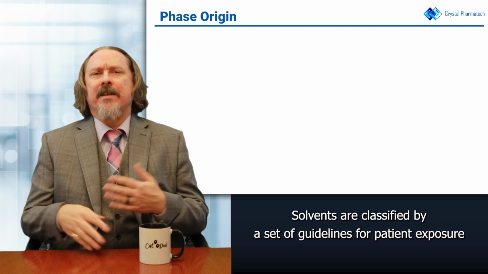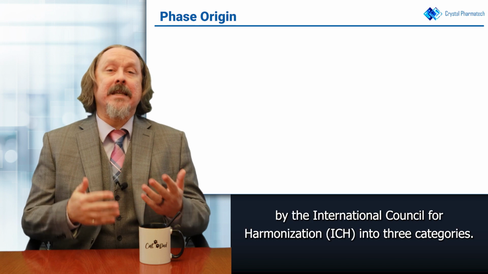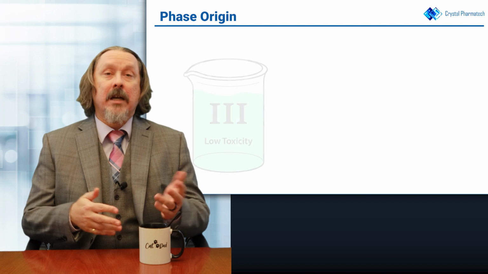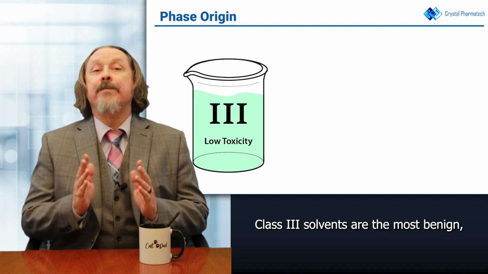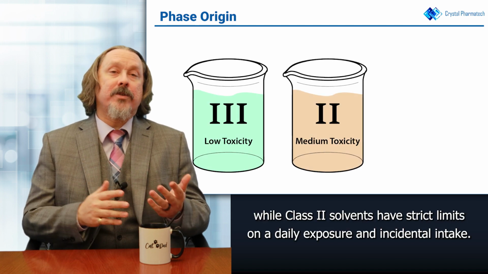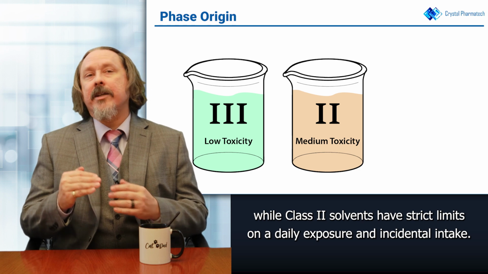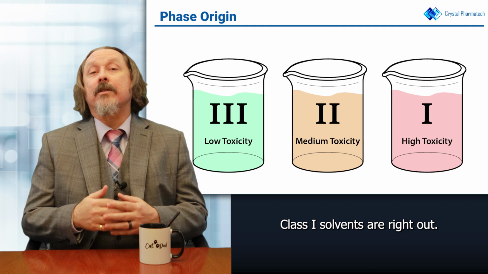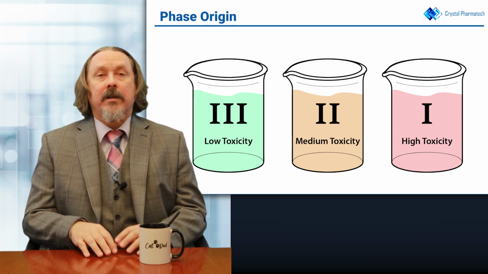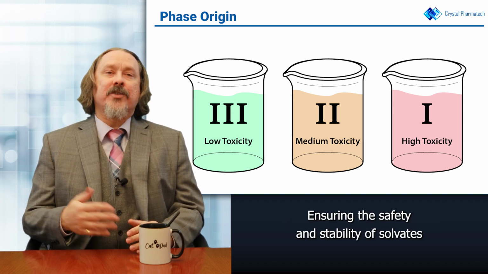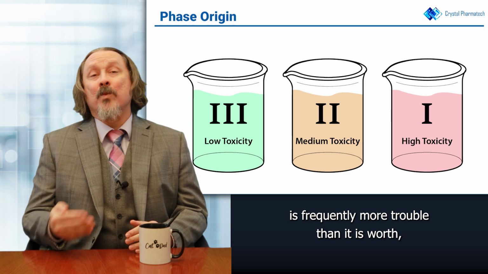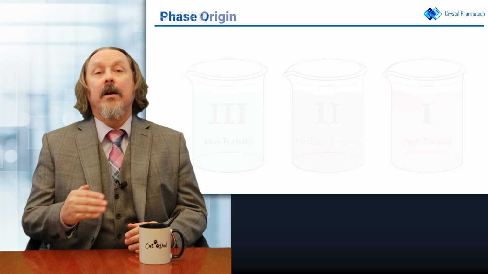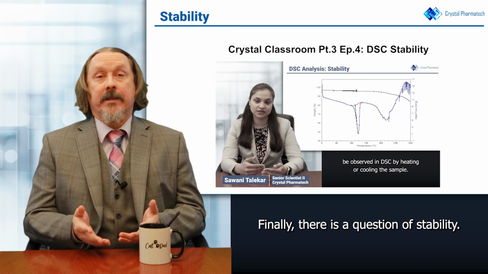Solvents are classified by a set of guidelines for patient exposure by the International Council for Harmonization into three categories. Class 3 solvents are the most benign, while Class 2 solvents have strict limits on daily exposure and incidental intake. Class 1 solvents are right out. Ensuring the safety and stability of solvates is frequently more trouble than it is worth, especially if there is a safer alternative. Finally, there's a question of stability.